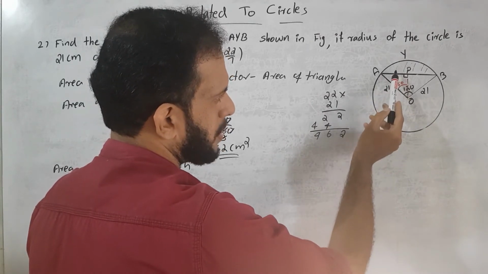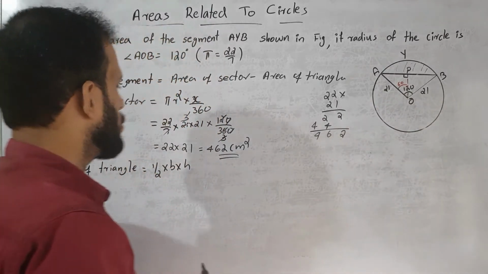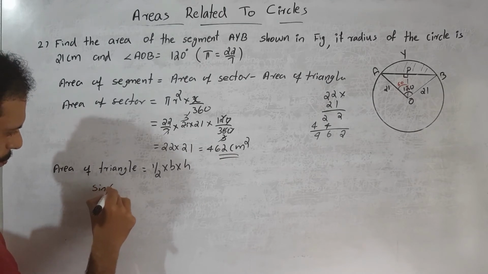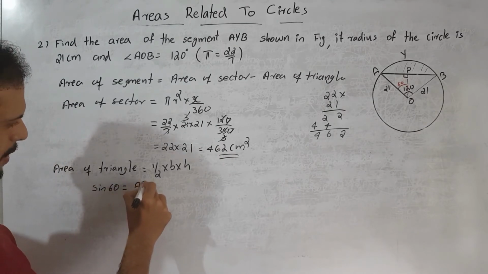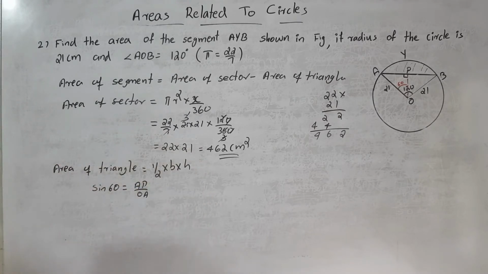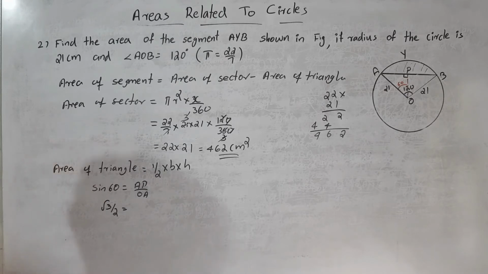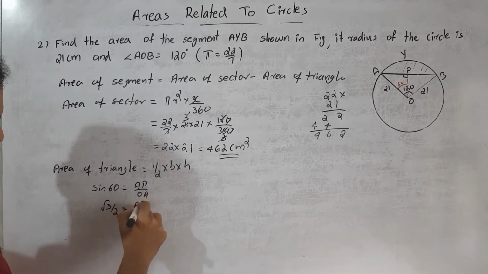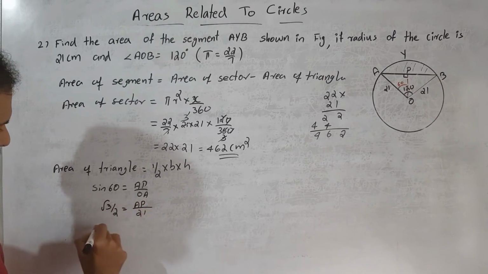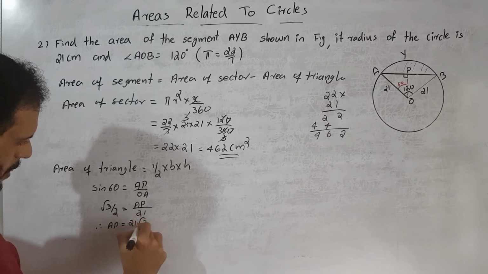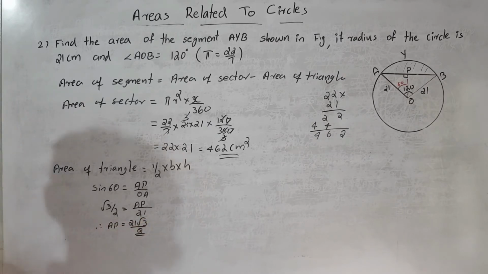Then what is the relation of opposite and hypotenuse? Yes, it's sine. So we are writing sine 60 is equal to AP by OA. Then what is sine 60? Yes, sine 60 is equal to root 3 by 2. Then AP by OA, with OA is 21. Therefore, AP is equal to 21 root 3 by 2.